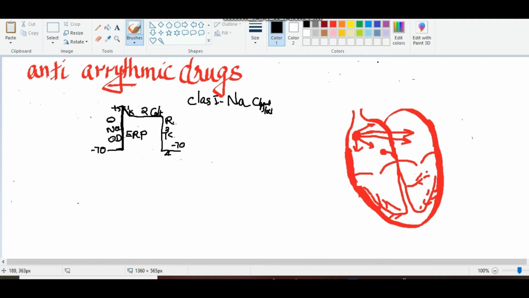Hello, today we are going to do antiarrhythmic drugs. There are two types of cardiac action potential, nodal and non-nodal. Nodal cardiac action potential happens in the SA node and in the AV node. The non-nodal happens in the muscular layer of the heart, that means in the cardiac myocytes.